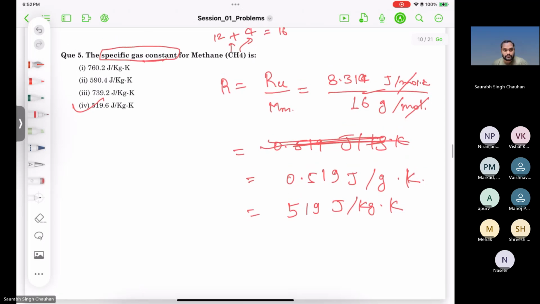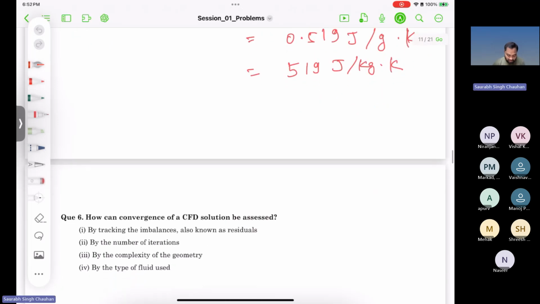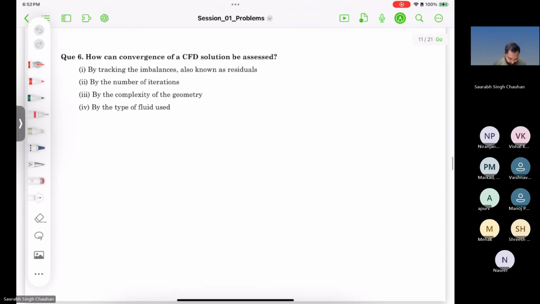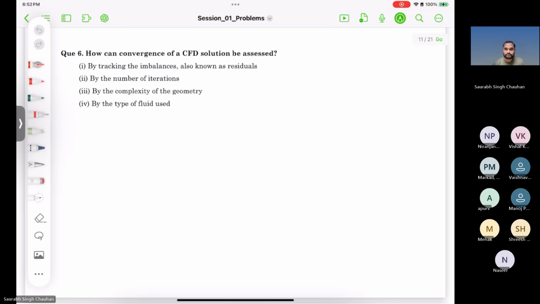Then if there is no doubt, then we can move to question number 6. Question number 6 says, how can convergence of a CFD solution be assessed? How do we assess the convergence of a CFD solution?